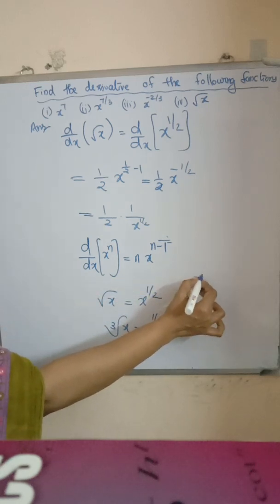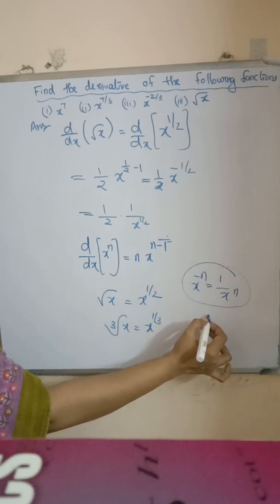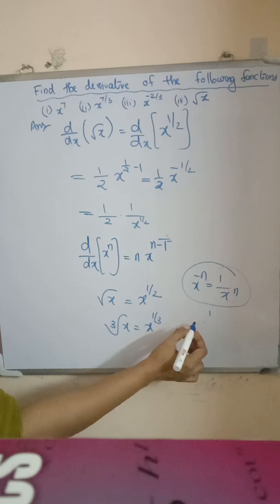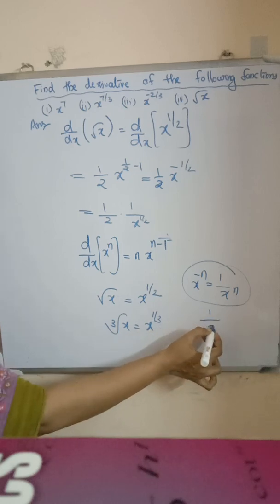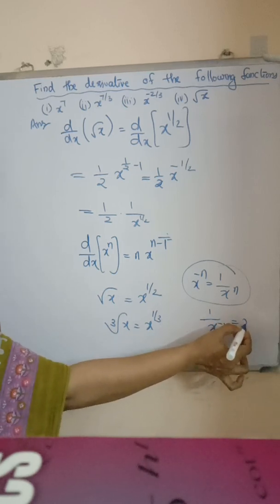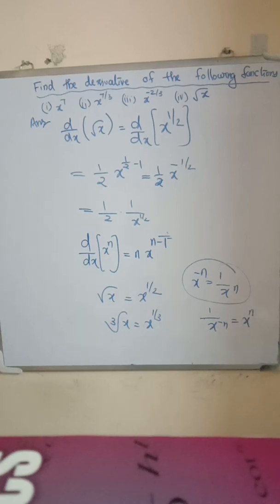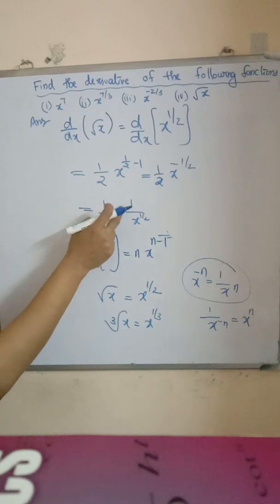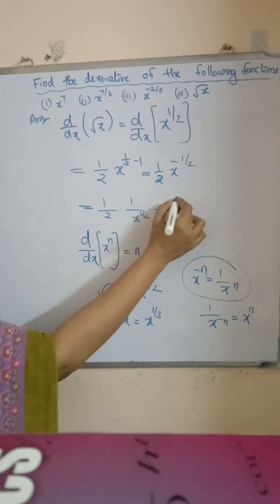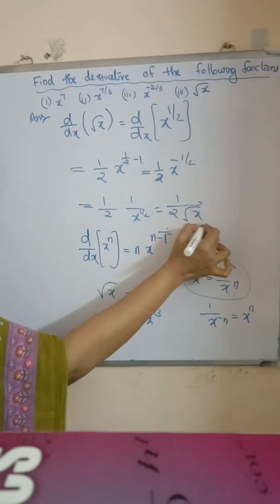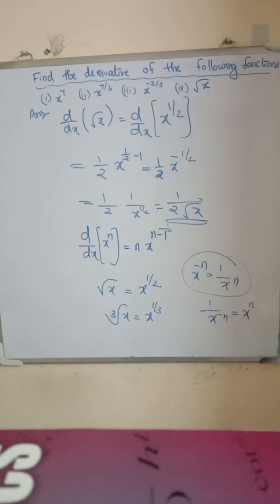That is, x raised to minus n is equal to 1 by x raised to n. Also, 1 by x raised to minus n is equal to x raised to n. Okay. So here it is 1 by 2 into 1 by x raised to half, it can be written as 1 by 2 root x. X raised to half is root x. So 1 by 2 root x is the derivative of root x. Derivative of root x is 1 by 2 root x.